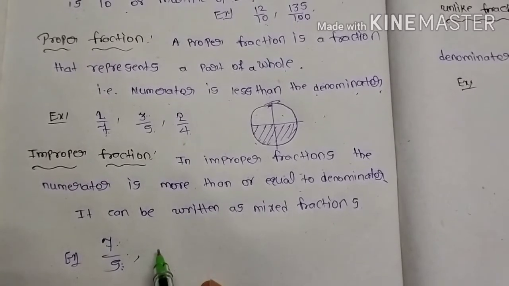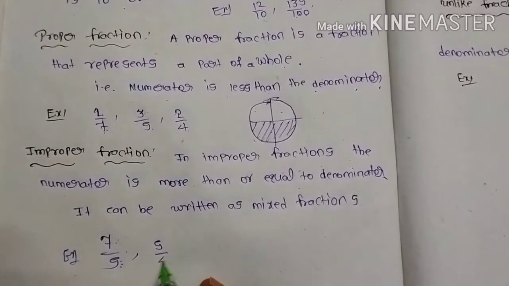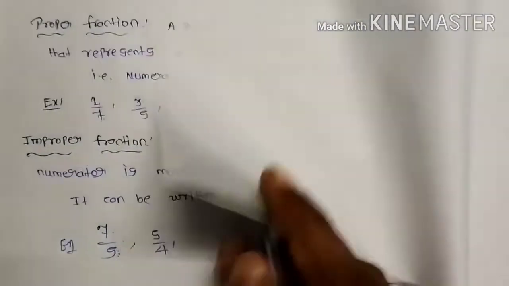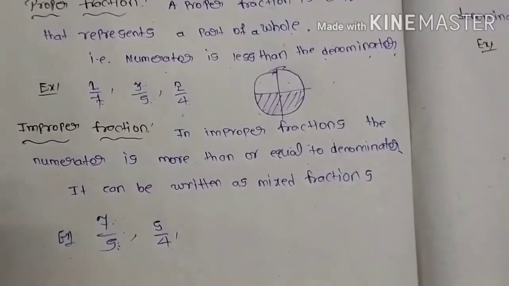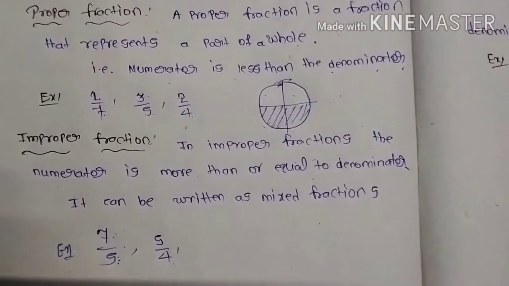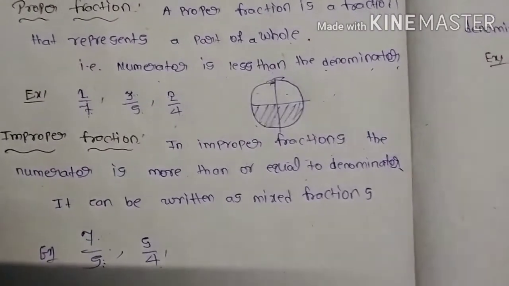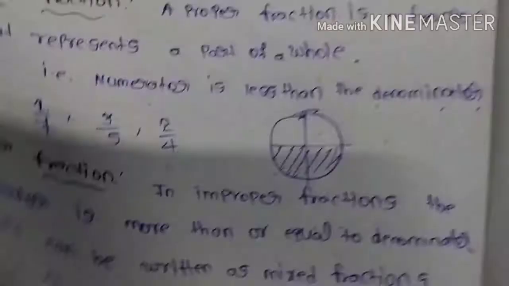If I take one more example, 5 by 4. 5 by 4 is also an improper fraction or not? Yes or no? Yes. How can you represent an improper fraction? Yes, you can check. Improper fractions can be represented.